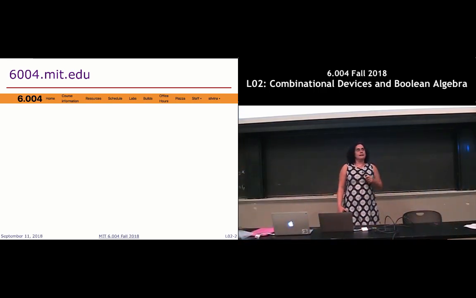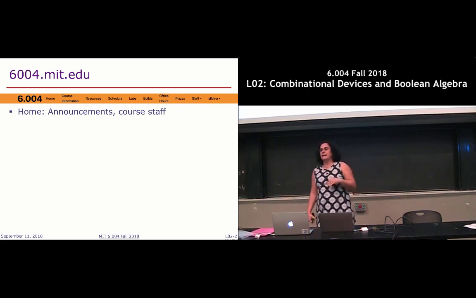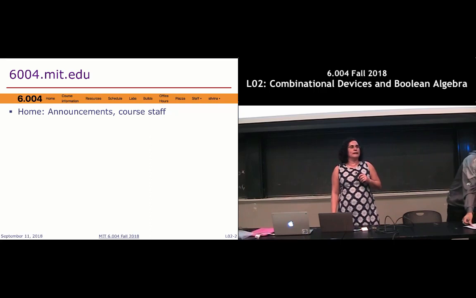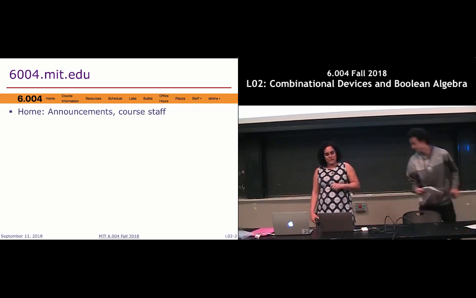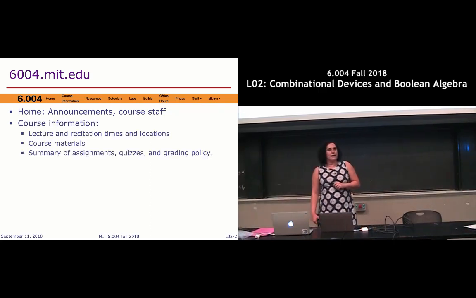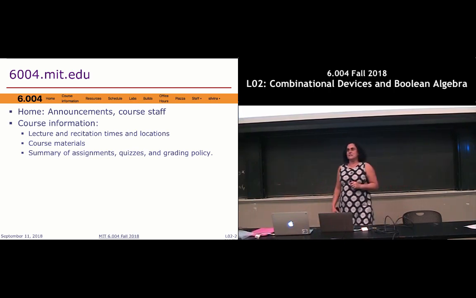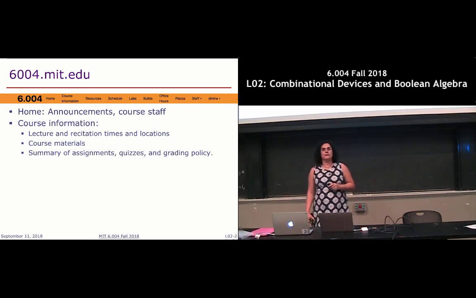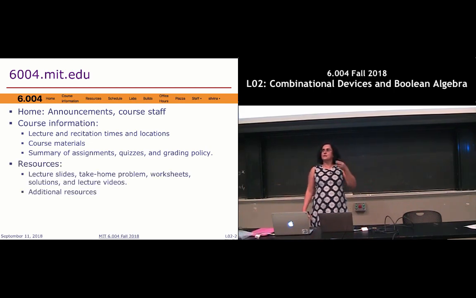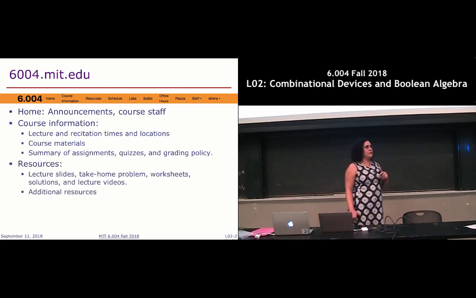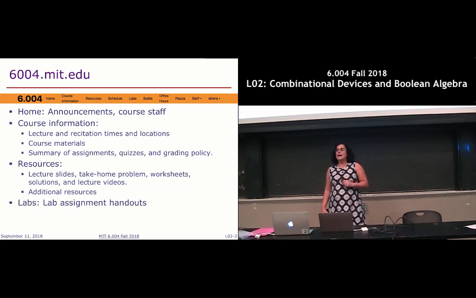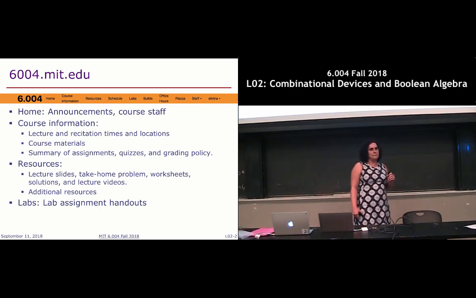Specifically, I've highlighted a couple of the important tabs. The home page is where you can find class announcements, as well as the contact information for all of the staff. All of the course information regarding grading policies is in the course information tab. The handouts for the lectures and the videos and recordings are under the resources tab. The lab handouts are the only thing that won't be under the resources tab. They'll be under the labs tab.